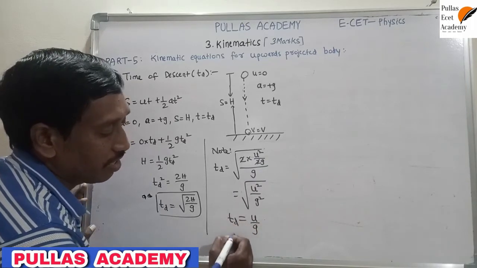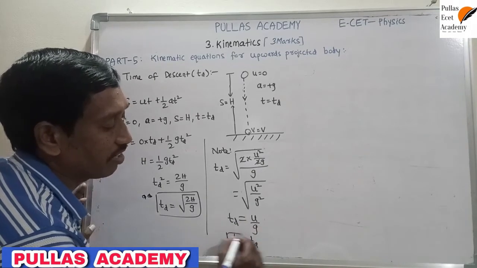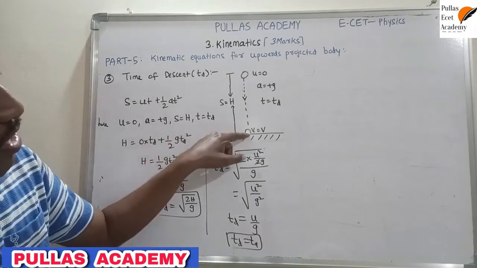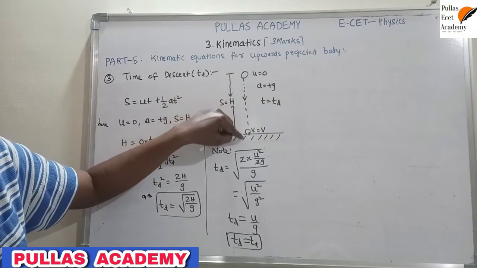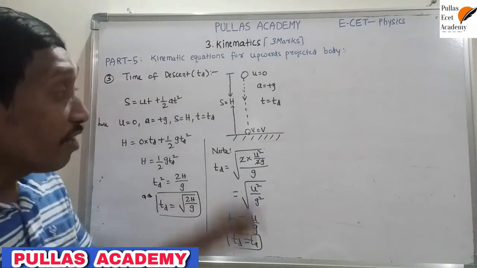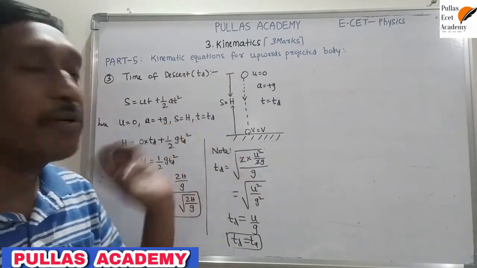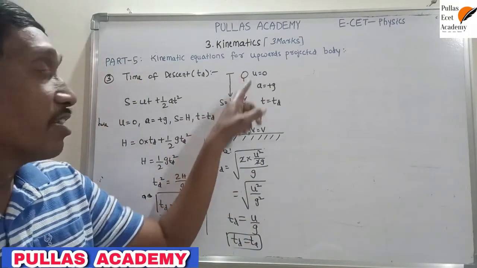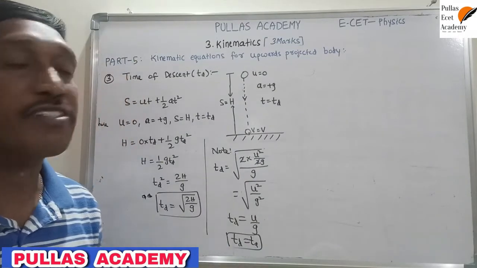This is td, that means td is equal to u by g, which is the same as ta. Time of ascent and time of descent are always similar. When you project one body upwards, it takes some time to reach the maximum height. If this body comes down from the same height, it takes the same time to reach the ground. There is no difference, because it is coming from the same height. That means time of ascent and time of descent are always similar.